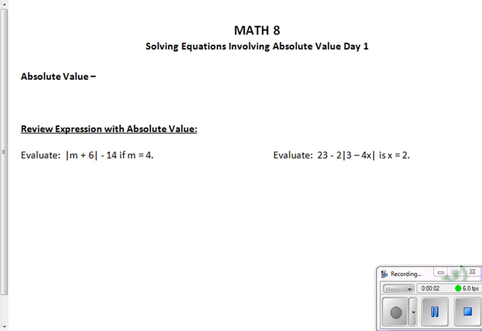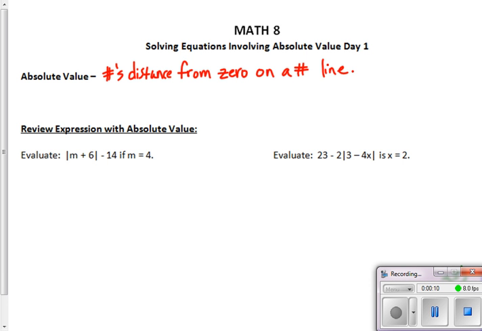Solving equations involving absolute value, day 1. We need to do a little review with absolute value. Remember, absolute value is the number's distance from 0 on a number line.